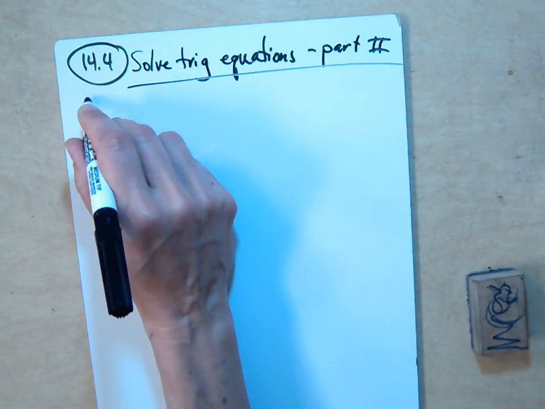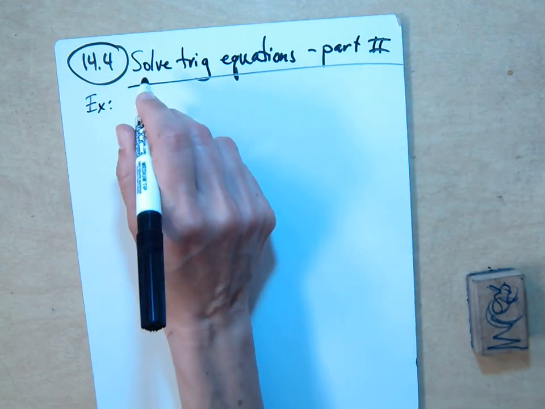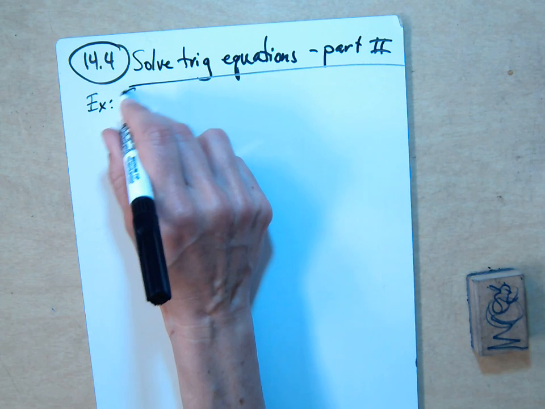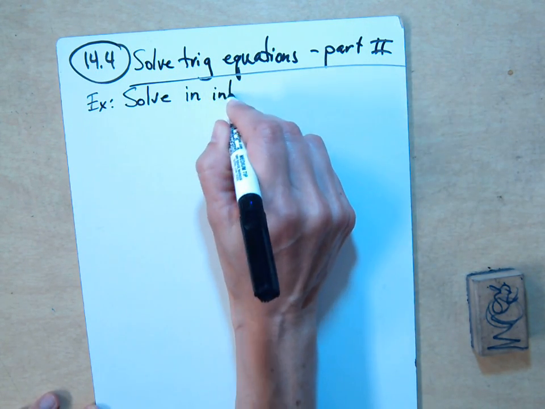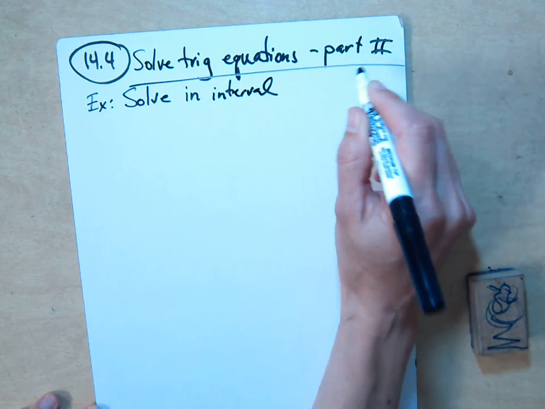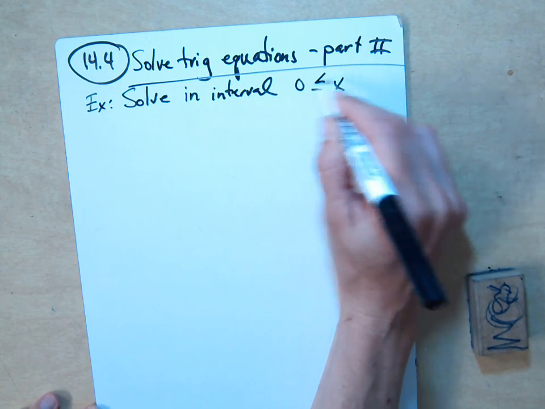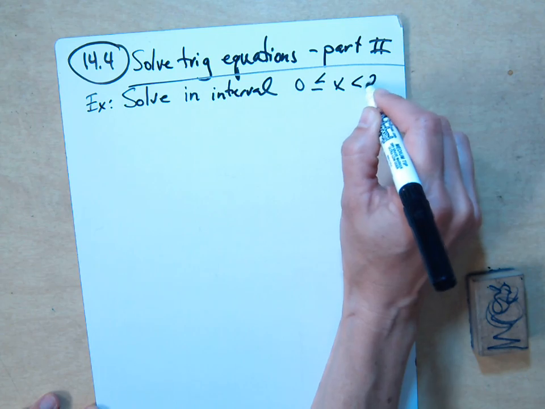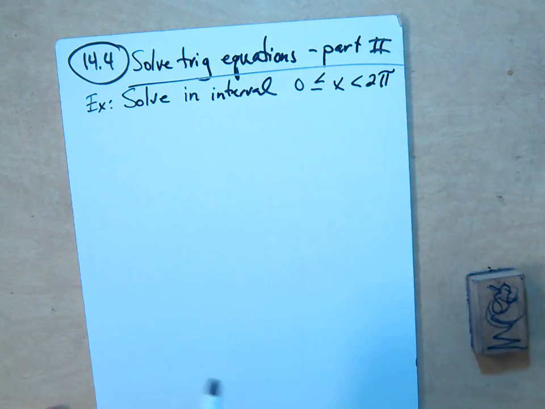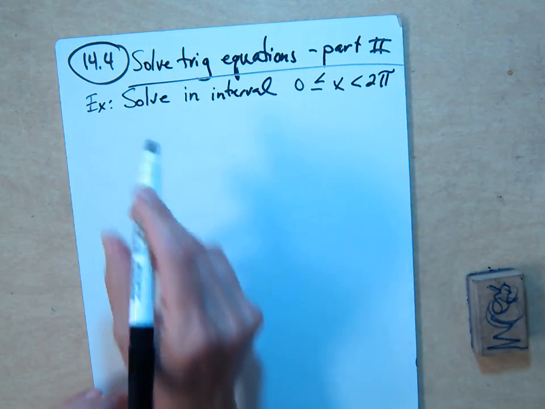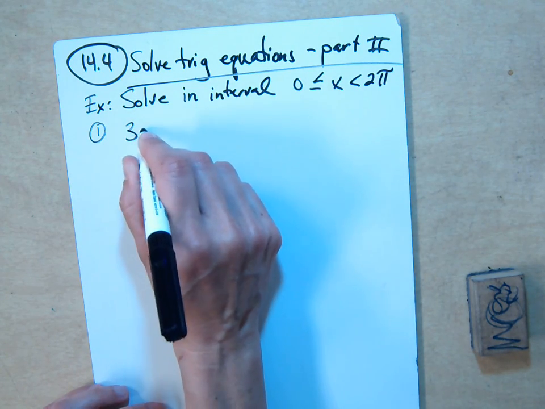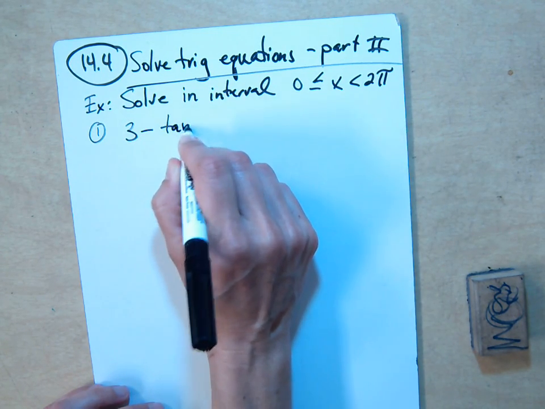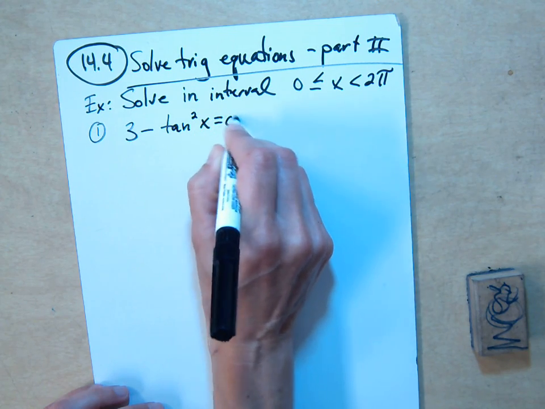So the directions would say, solve in the interval from 0 to 2 pi. From 0 to 2 pi. So we'll do 2 examples. Number 1, let's say I have 3 minus tangent squared x equals 0.